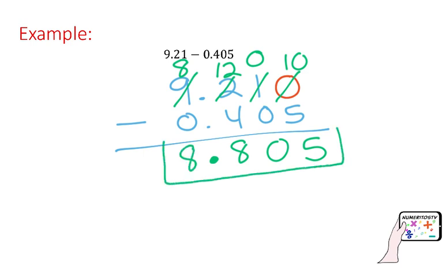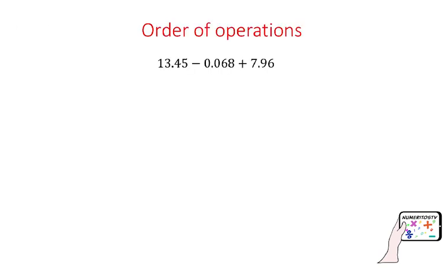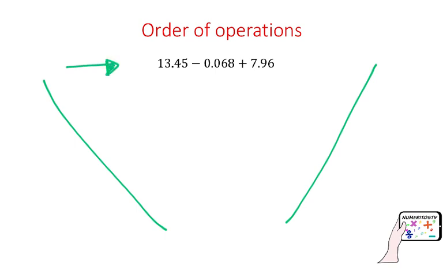So the final answer is 8.805. Try this one on your own. When you have a mathematical expression with different operations, we still need to apply the order of operations. So if I want to do these operations, I need to do addition and subtraction, whatever I see from left to right first. So I need to do the subtraction first.